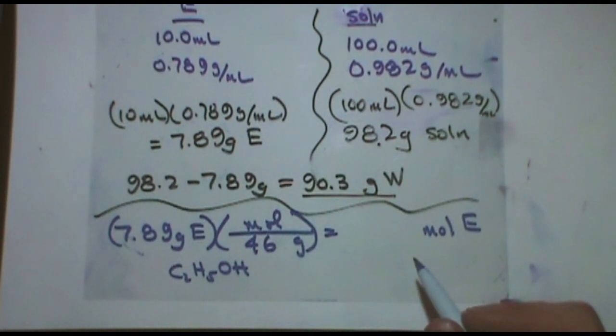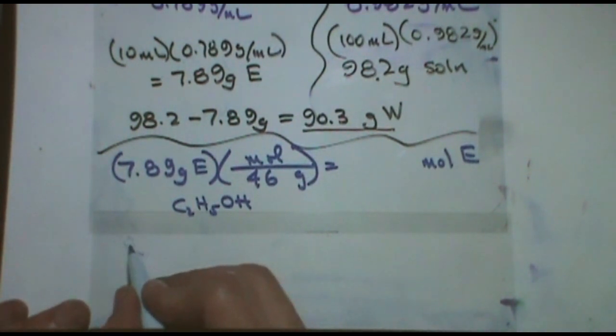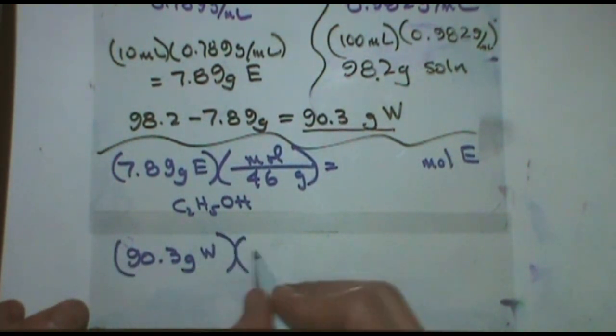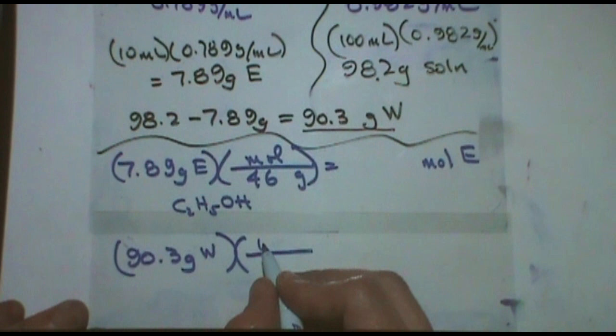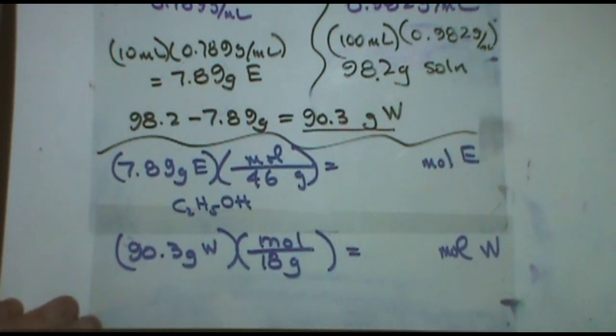I also didn't calculate that. That's how you would find it. And then the same for water. You'd go 90.3 grams of water times 18 grams per mole, and then you'd find the moles of water. Okay, so let's notice what I have. I've got the moles and mass of water and the moles and mass of the ethanol. I have all the information I need to punch through and get all the things that I was asked for. Let's start first with volume percent.